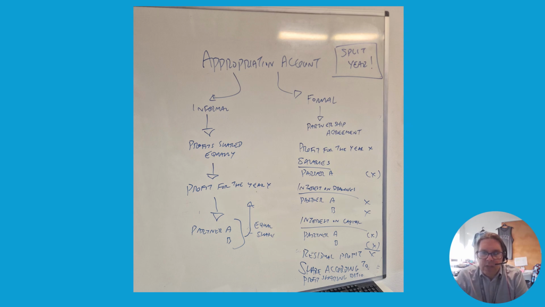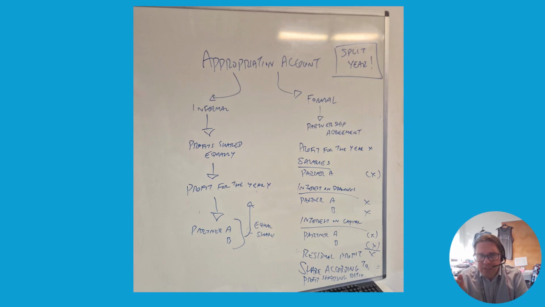Firstly, with a formal agreement, you can determine whether one partner has a salary. If we have a salary, that is deducted from the profit for the year after the profit for the year has been calculated in the partnership income statement. All of these adjustments are separate. A partnership salary is not treated as an expense because it is a payment to the owner, or an amount that the owner can take out.